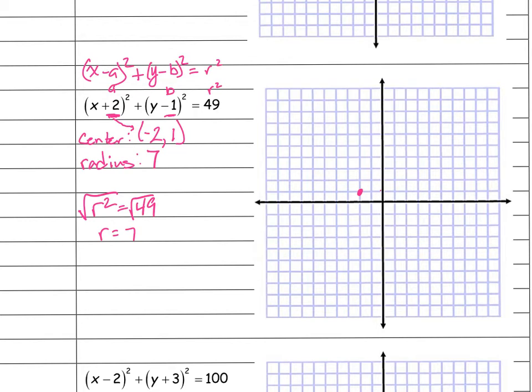my circle. So I'm going to go 1, 2, 3, 4, 5, 6, 7. Good. And then up and down. 1, 2, 3, 4, 5, 6, 7.